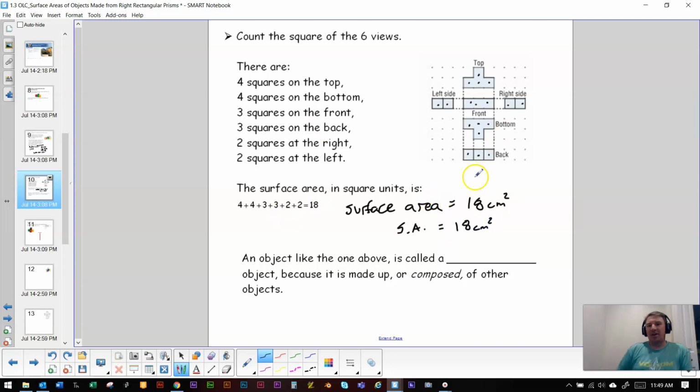Okay, an object that's made up of other objects, or composed of other objects, is called a composite object. Sorry, I had to write really small there. This is an M, not an N.